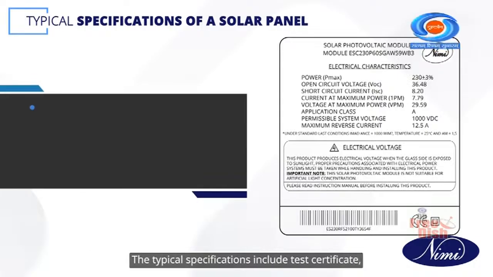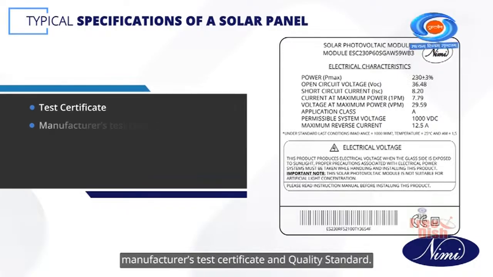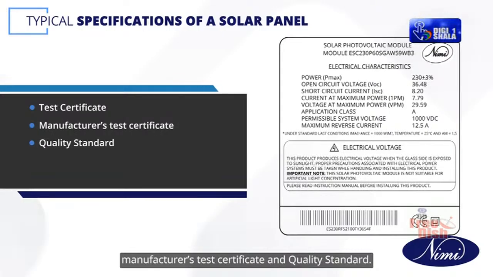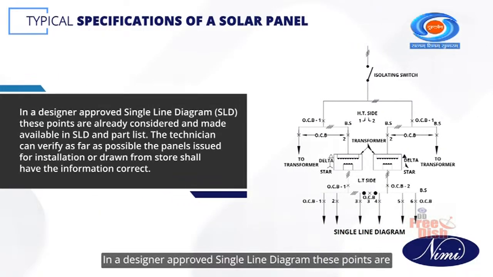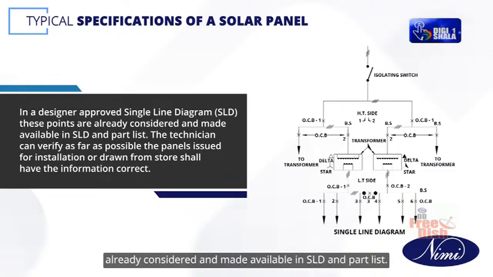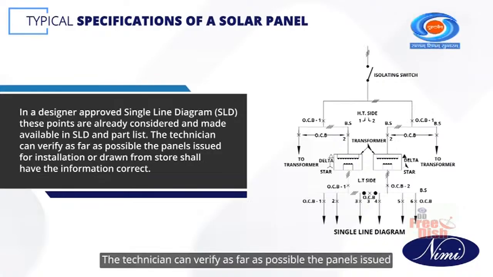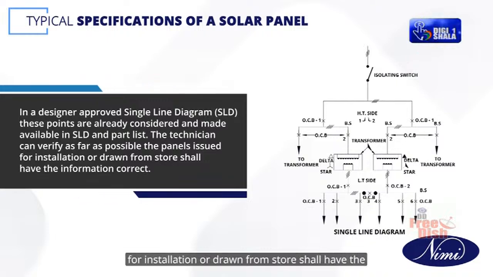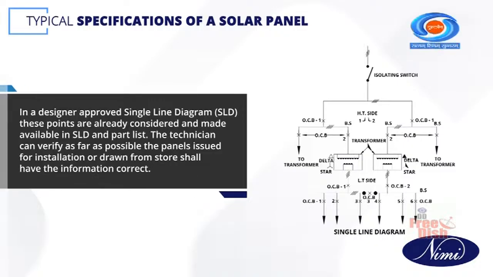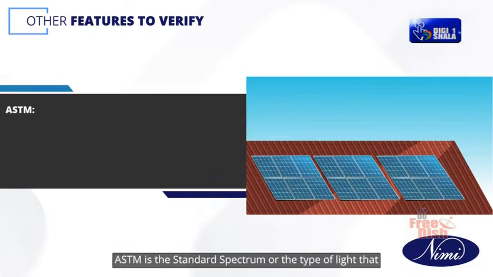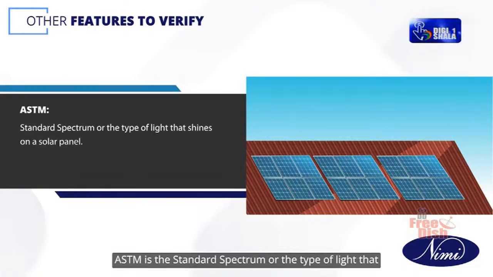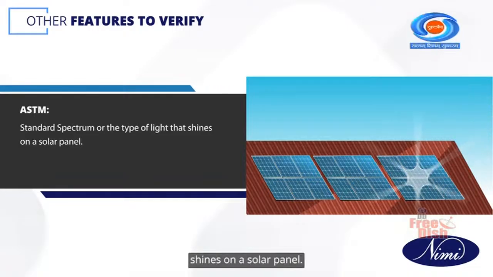The typical specifications include test certificate, manufacturer's test certificate and quality standard. Backside of the solar panel. In a designer approved single line diagram, these points are already considered and made available in SLD and part list. The technician can verify as far as possible the panels issued for installation or drawn from store shall have the information correct. Let us see the other features to be verified in the solar panel. ASTM is the standard spectrum or the type of light that shines on a solar panel.